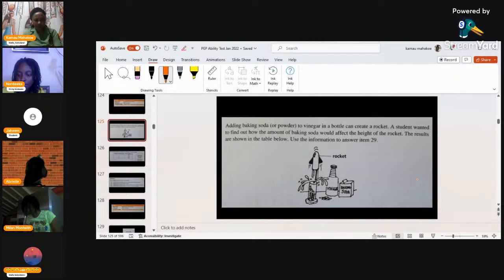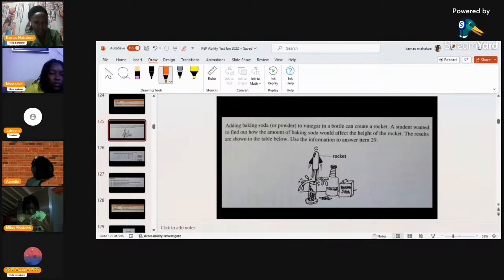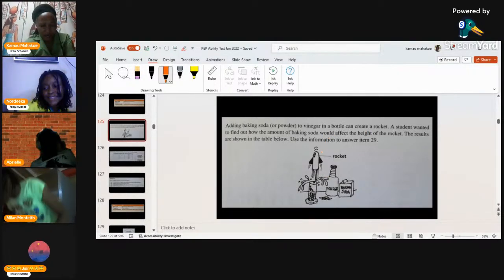A student wanted to find out how the amount of baking soda would affect the height of the rocket. The results are shown in the table below. Use the information to answer item 29. All right, Jair, since your voice is so low, I'm going to ask somebody else to read it again for me. All right. Nordika, can you go?